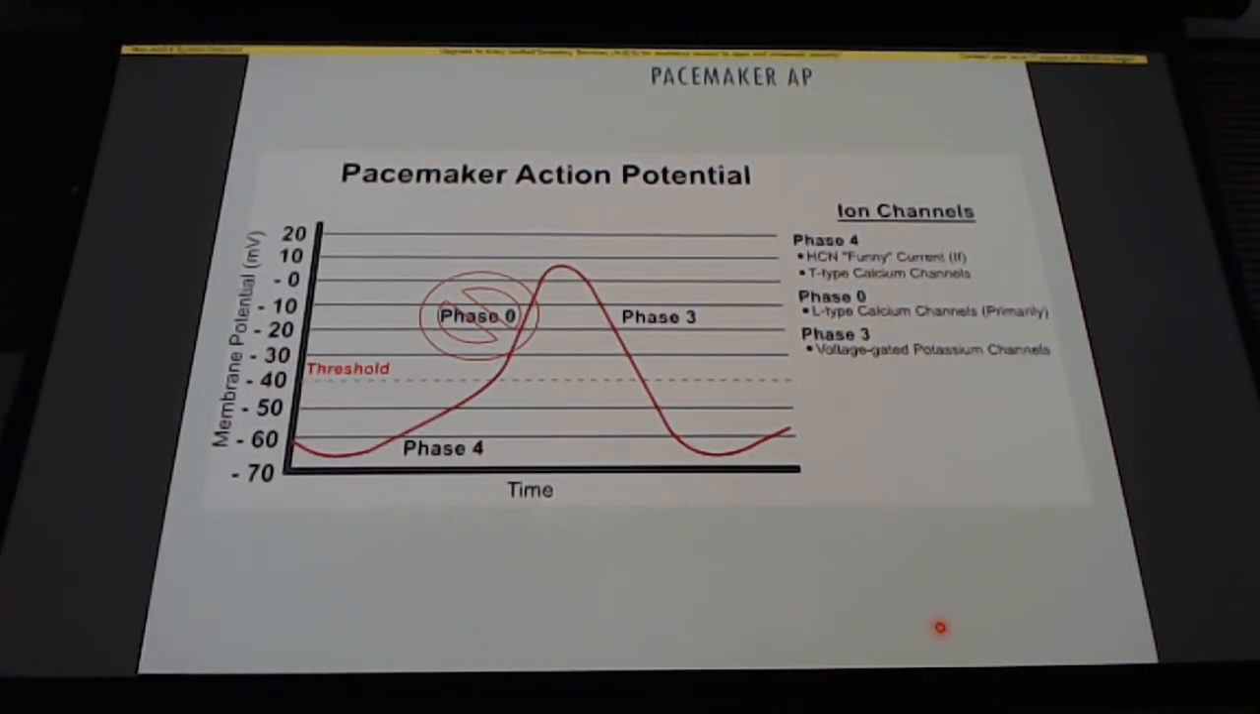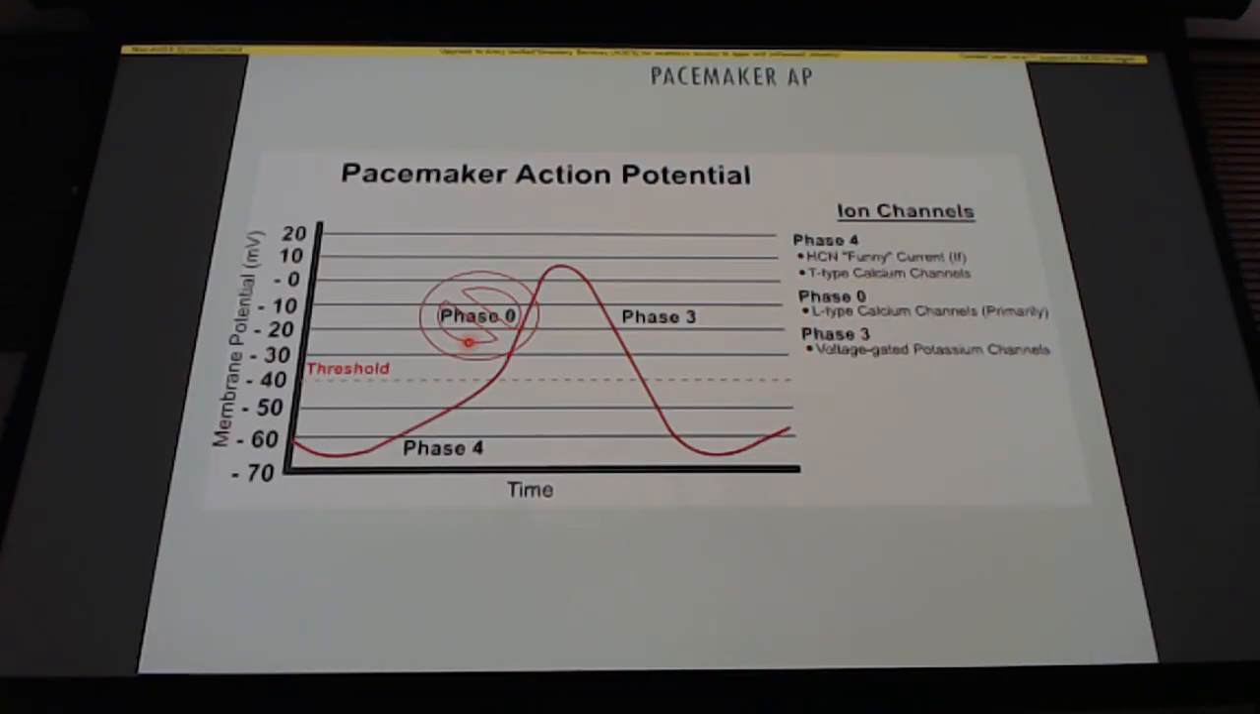So this is just showing you a different action potential. This is looking at your pacemaker action potential, and that's why these phases look a little bit different and why your arch looks a little different. But essentially, let's block that depolarization that's happening with that calcium, which opened up in phase 0. So I'm trying to block this from happening, which then reduces the heart rate.